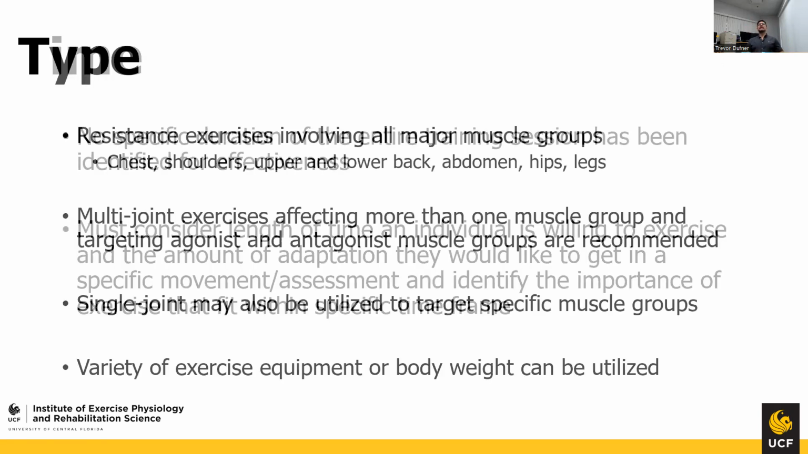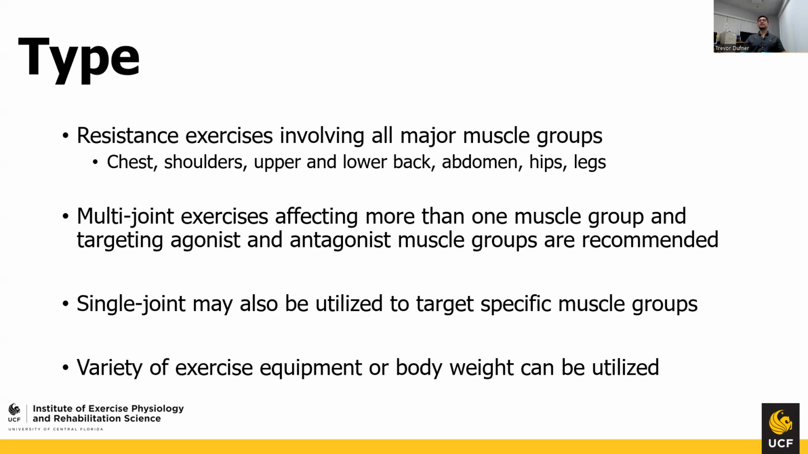Now, the next T in the FIT principle is type. So resistance exercise involving all major muscle groups, so chest, shoulders, upper and lower back, abdomen, hips, legs, right? Multi-joint exercises affecting more than one muscle group and targeting agonist and antagonist muscle groups are recommended. So typically, especially when you're crunched for time, you want to do multi-joint complex movements, typically for a few reasons. First one being you're activating the most muscles, and therefore you're getting the most overall training stimulus. The second one being typically multi-joint exercises are the most transferable to sports.